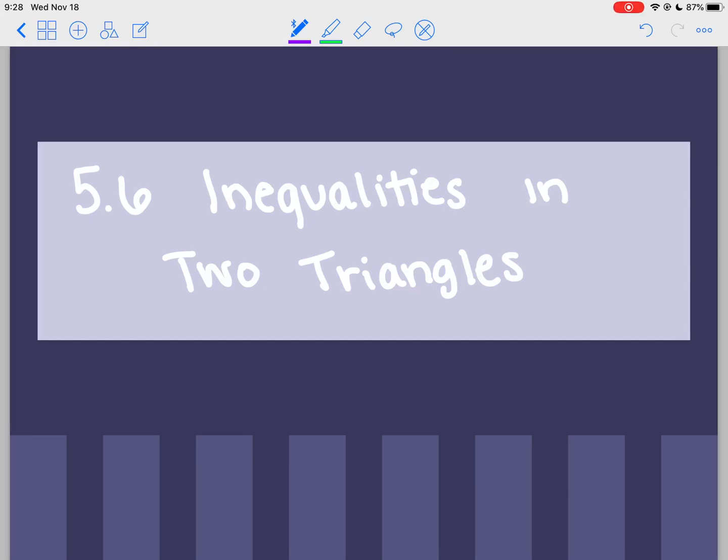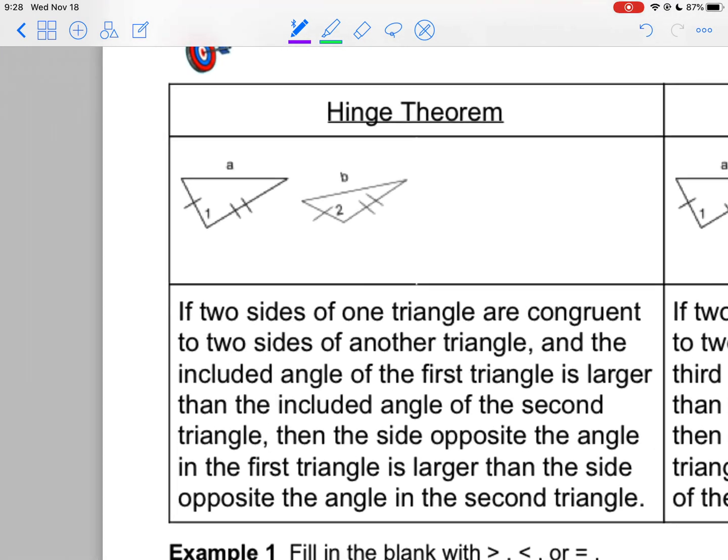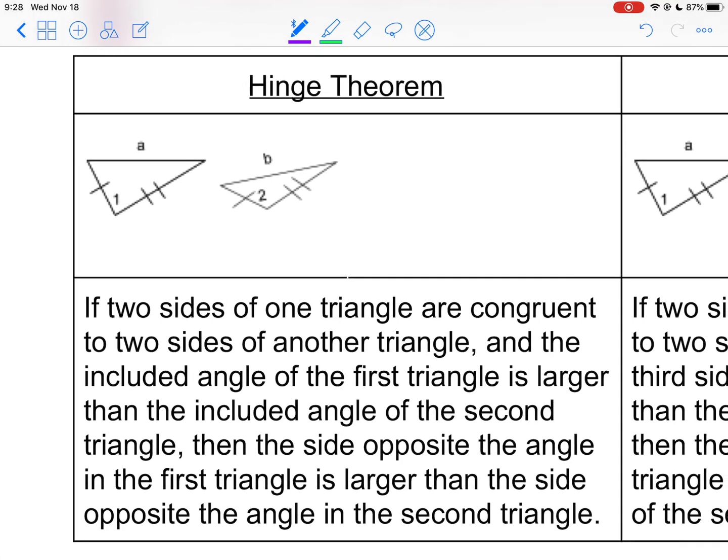In this lesson, we're going to discuss inequalities that can be set up to help us find information about side lengths and angle measures within two different triangles. So we're going to start by looking at the theorem, and this theorem is very wordy. There's a whole lot of words here. So let's just try to pick up what it's saying.